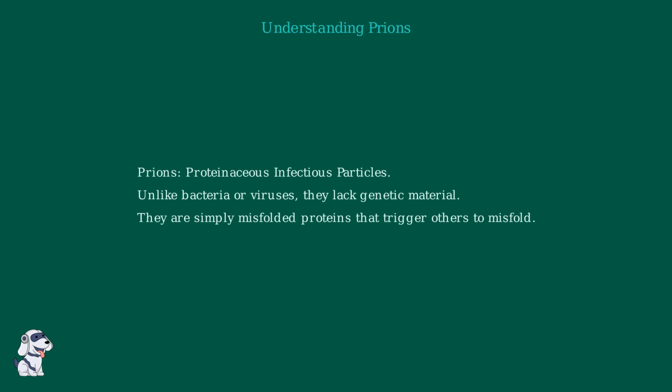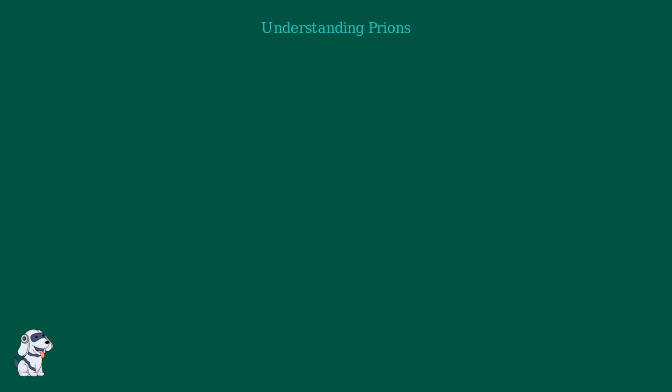Prions are unique, infectious agents composed entirely of protein. They lack DNA or RNA, which distinguishes them from all other biological pathogens. Normal proteins serve vital cellular functions. However, prions are misfolded versions. This change in shape allows them to convert normal proteins into more infectious prions, leading to a chain reaction.